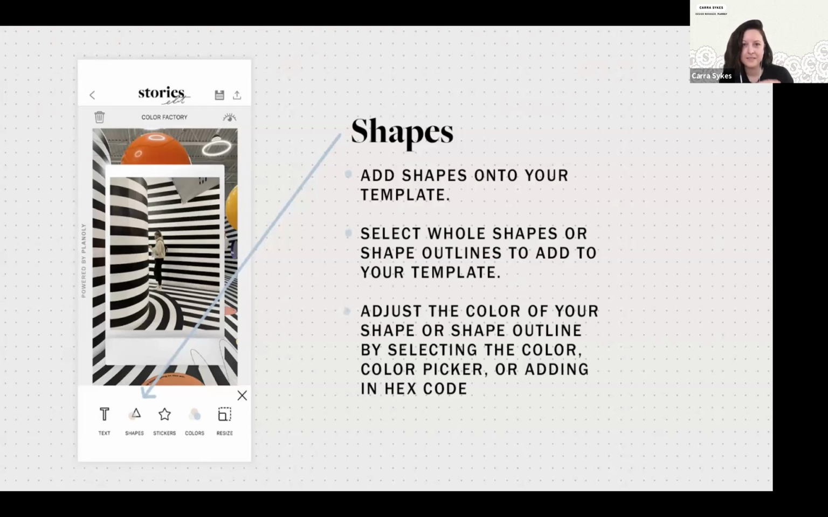Now, hex code sounds like a weird thing. If you don't know what it means, it is actually a code that you type in and it determines the color. So what's really great about this is if you don't want to use the colors we already have within StoriesEdit, you can customize it to your brand color if you know the hex code.